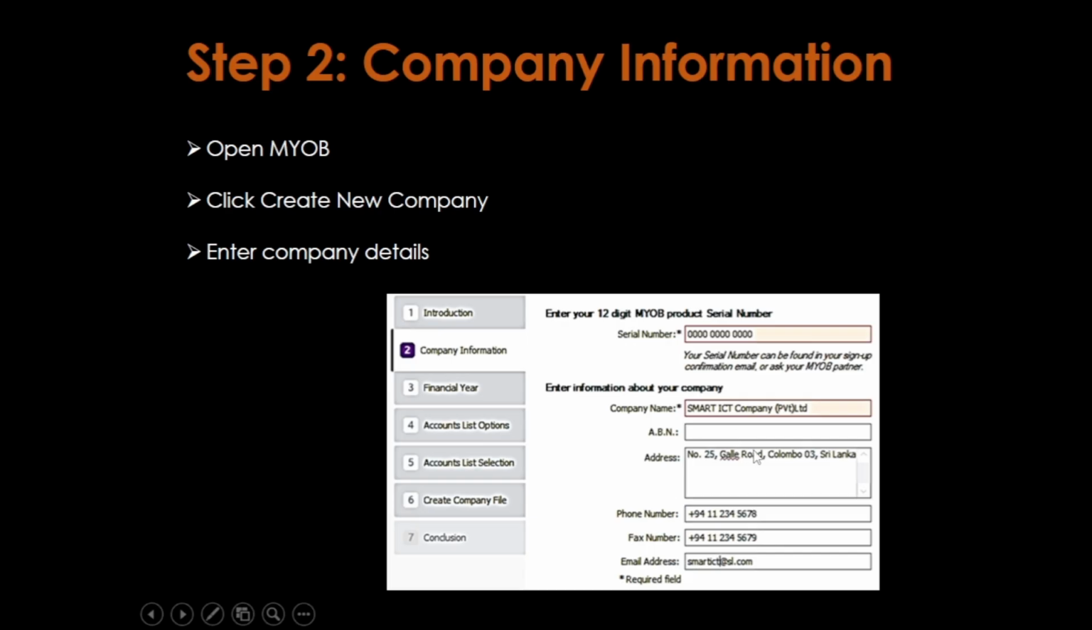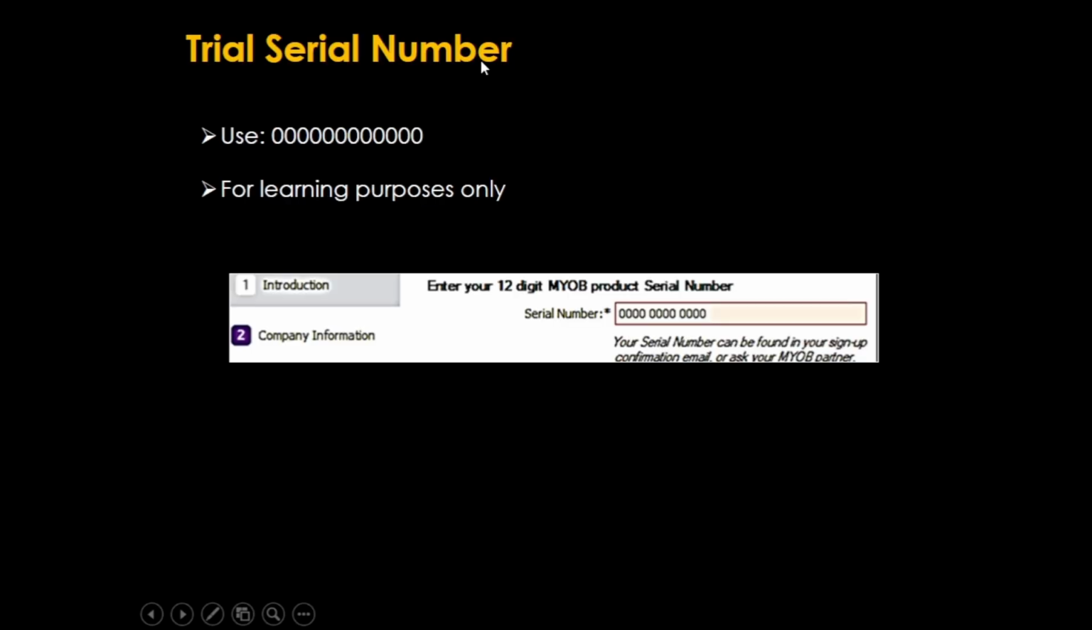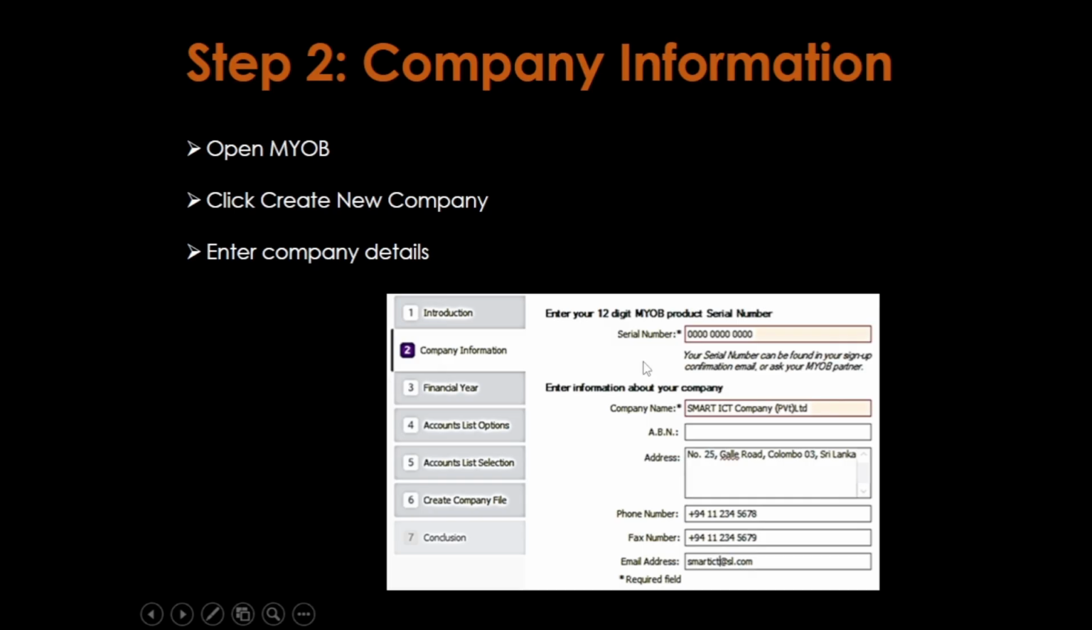What is it? Trial serial number. Here you do not need to enter real or actual data. You have to use fake details for your practice, like name, address, phone number and everything. You can use fake details for practice only.